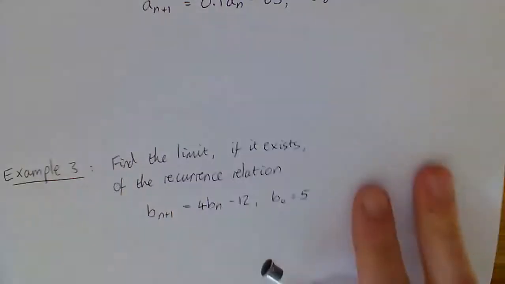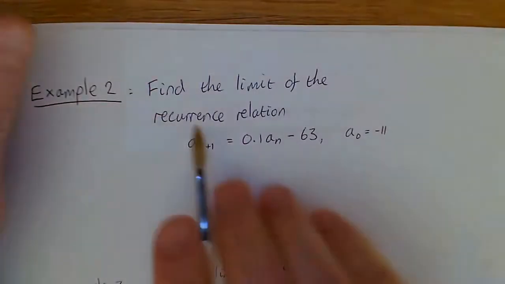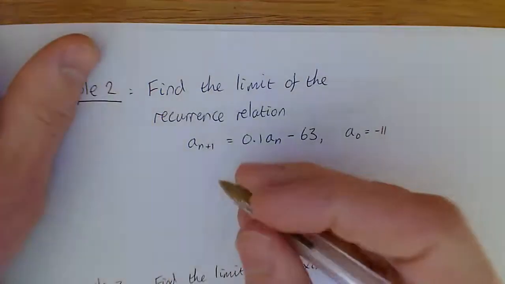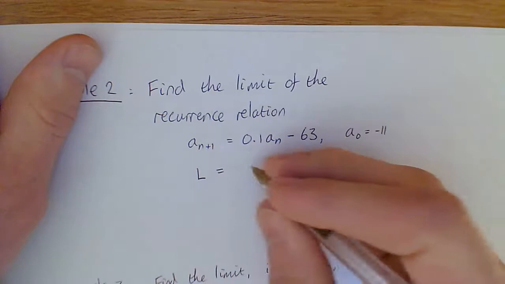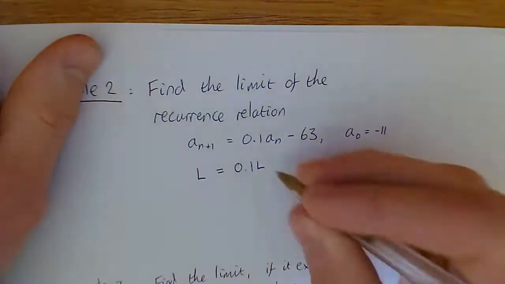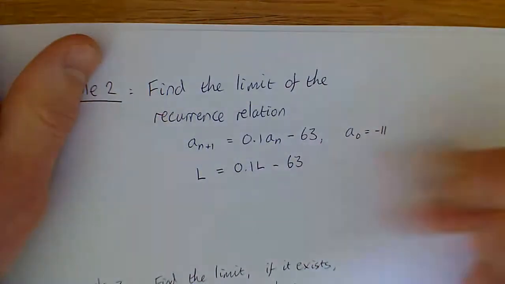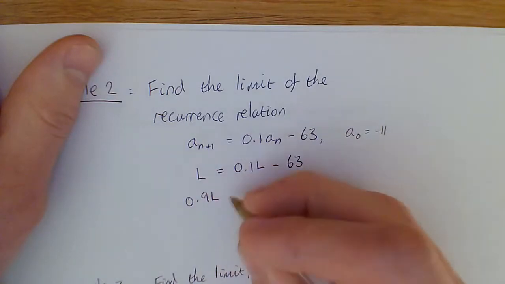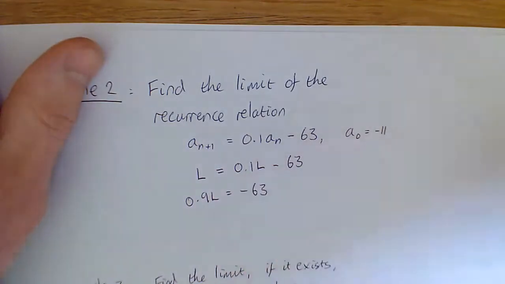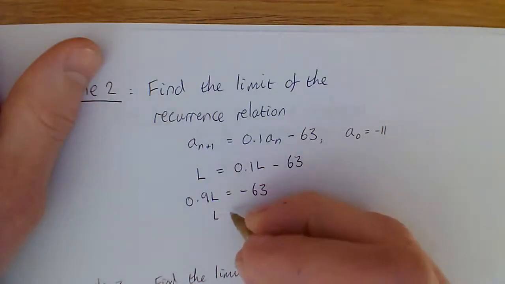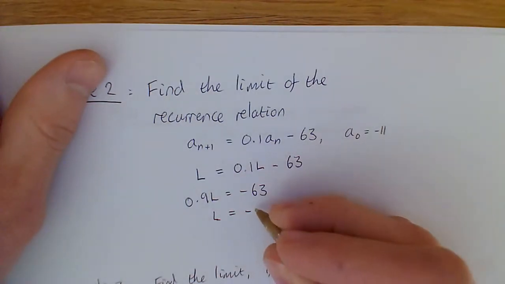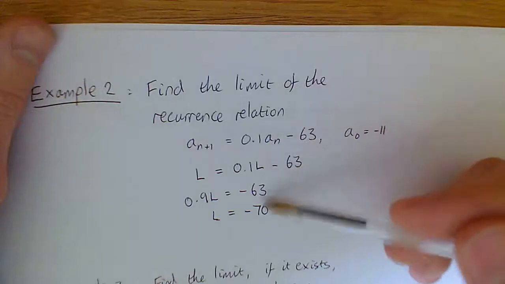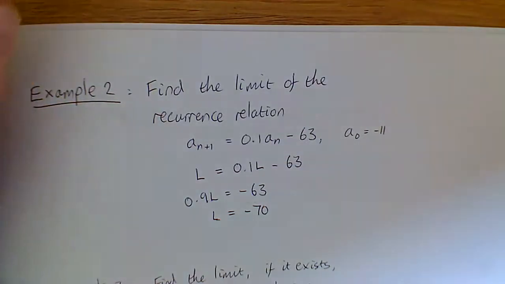Now, let's have a look at a second example of this. So here we're asked to find the limit of the recurrence relation, which is this one here. We're going to use the same trick. Our next term being the same as our previous term is the little trick we're going to use. Let's take 0.1L off both sides. That leaves us with 0.9L equals -63. And then dividing both sides by 0.9, we get -70. So if I calculate the terms of this sequence here, we'll go towards -70.